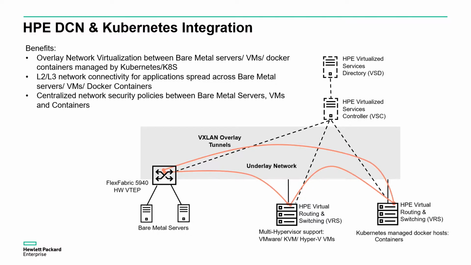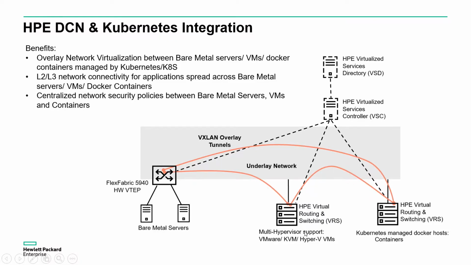When you integrate HPE DCN and Kubernetes, you provide an overlay network virtualization solution between bare metal servers connected to FlexFabric switches, VMs, could be VMware, KVM, or Hyper-V, and the Docker containers managed by Kubernetes. This is an overlay network virtualization solution that provides L2 and L3 connectivity for applications spread across all these different resources. So let's take a look at my lab next.